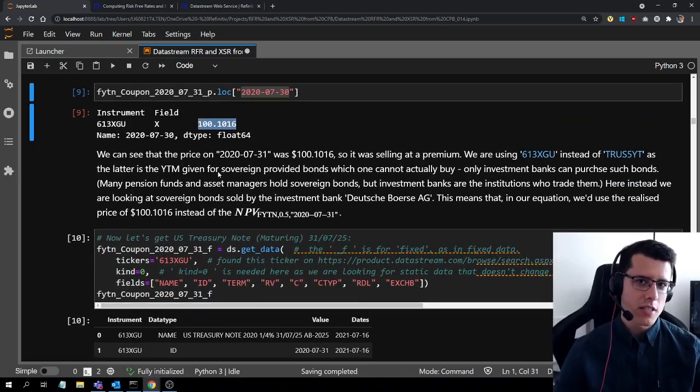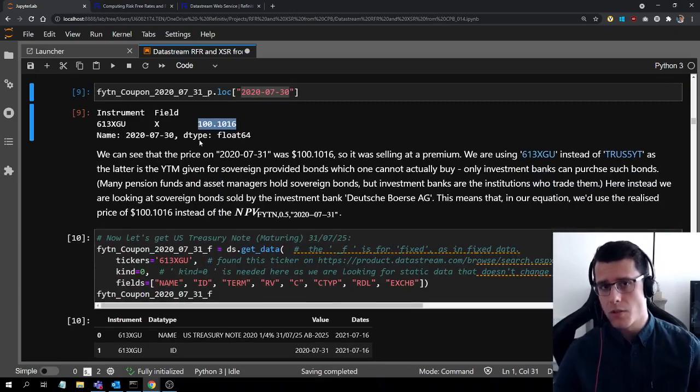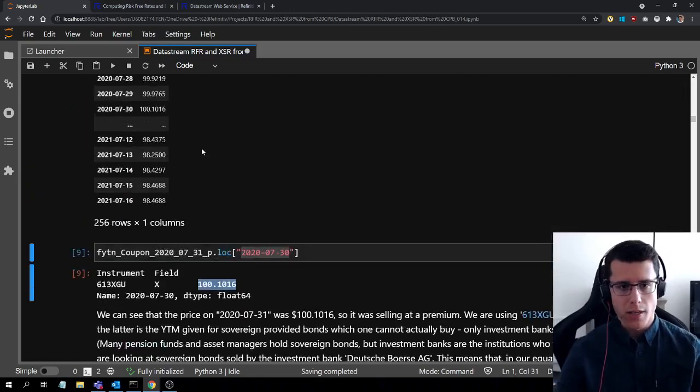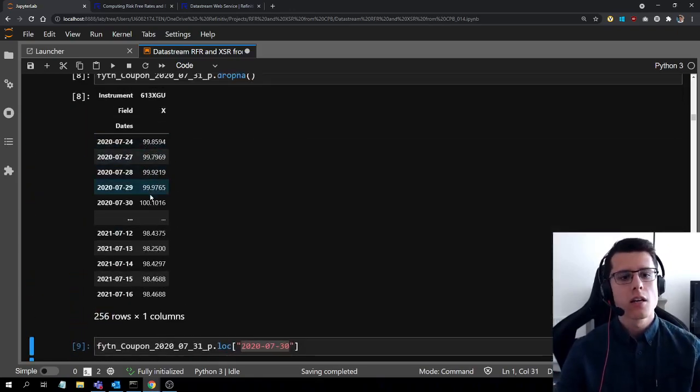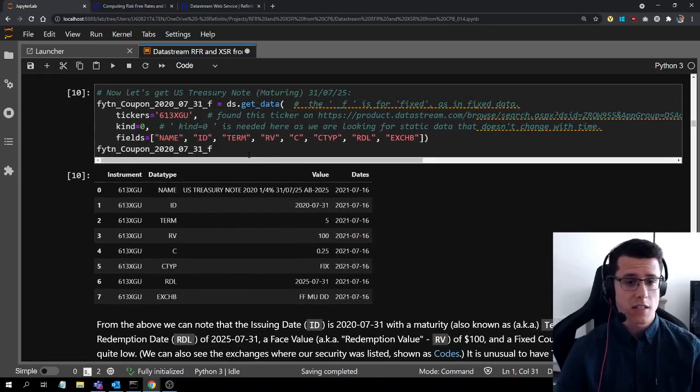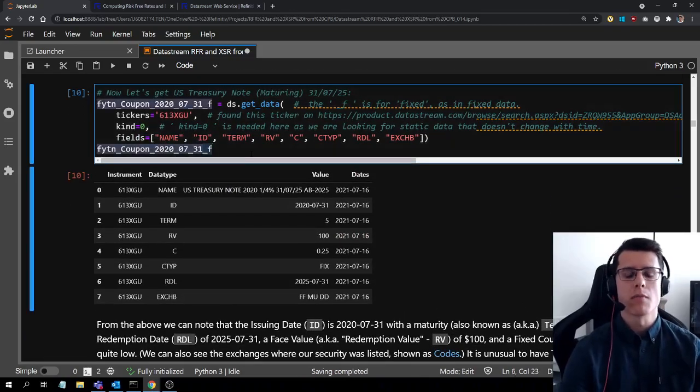That's not all the information I need in order to compute the net present value, or indeed the yield to maturity of my bond. I also need not just price data, which changes with time, right? If I scroll back up, you can see that the price changes every day, but also something called fixed data. And fixed data are the innate properties of the bond. So if I scroll down, I can get this fixed data. That's why there's underscore F here in my code.